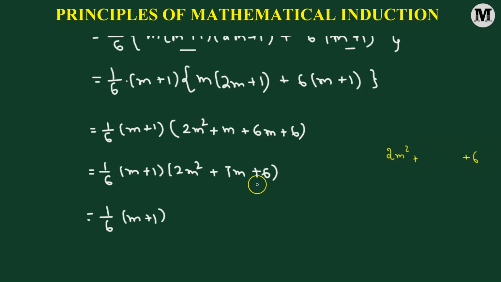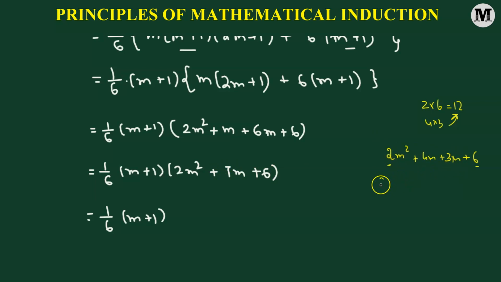What we can do here is split the middle term. We know that the coefficient of m squared is 2, and the constant term is 6. So 2 times 6 gives us 12. Now we take the factors of 12 in such a way that we get the middle term, which is 7m. We know that 4 times 3 also equals 12. We take 4 times 3 because we can now split 7m as 4m plus 3m. This is going to help us factorize it.